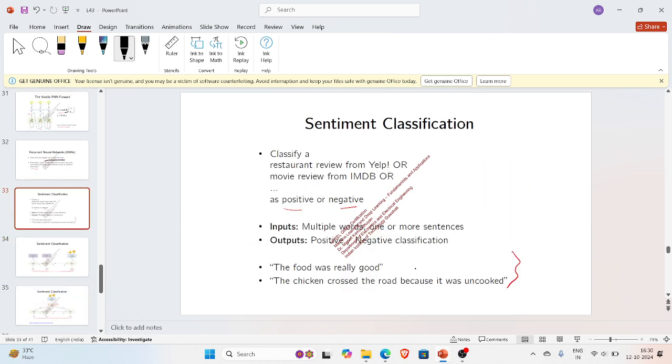So there are many useful applications of RNN. First is sentiment classification.